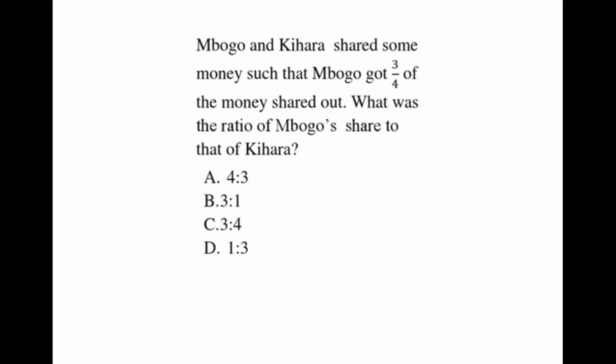Bongo and Kiara shared some money such that Bongo got 3 over 4 of the money shared out. What was the ratio of Bongo's share to that of Kiara? We are told that Bongo got 3 over 4 of the money shared out. The total money shared out is 4 over 4. Then Bongo had 3 over 4. So for us to get Kiara's share, we take 4 over 4, we subtract 3 over 4, which is 1 over 4. 1 over 4 is Kiara's share.